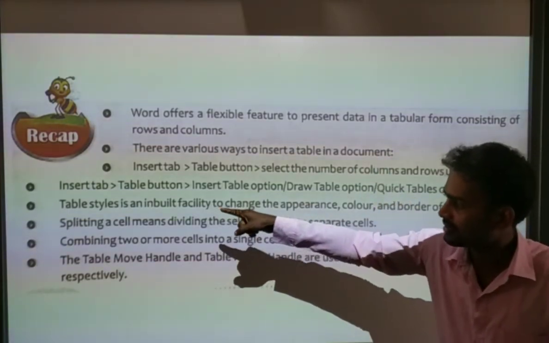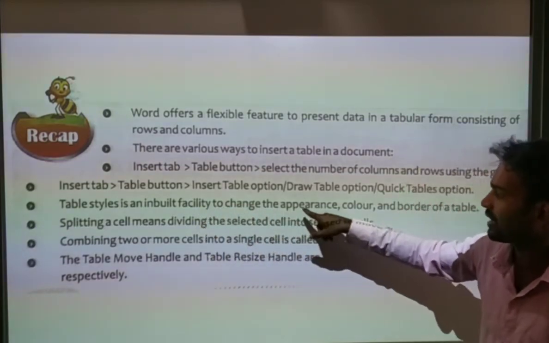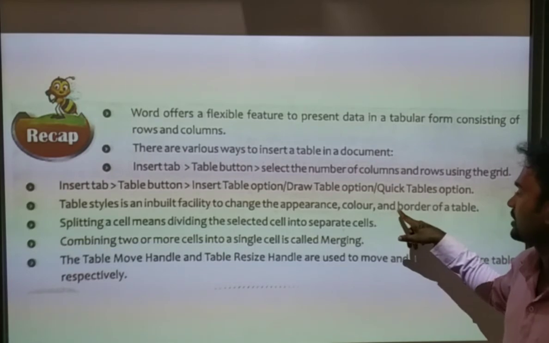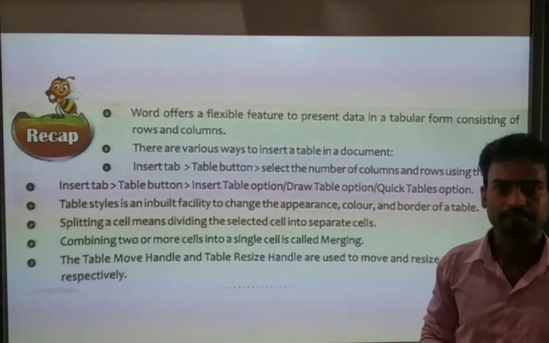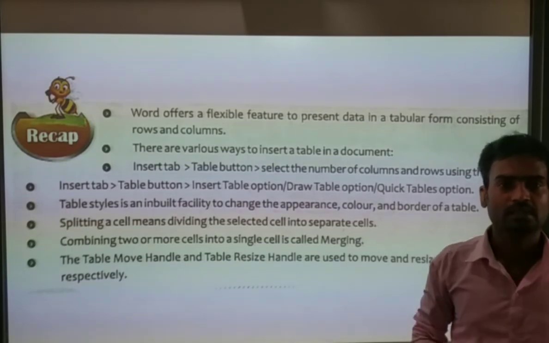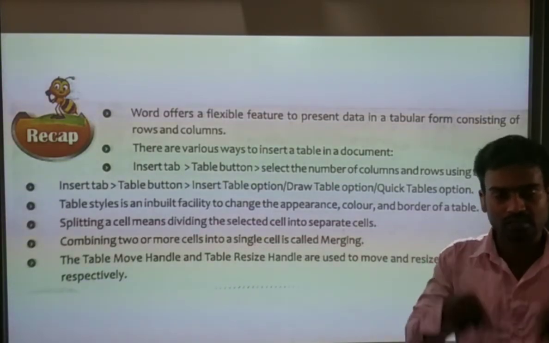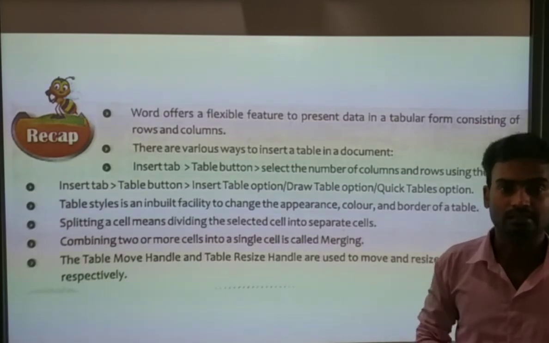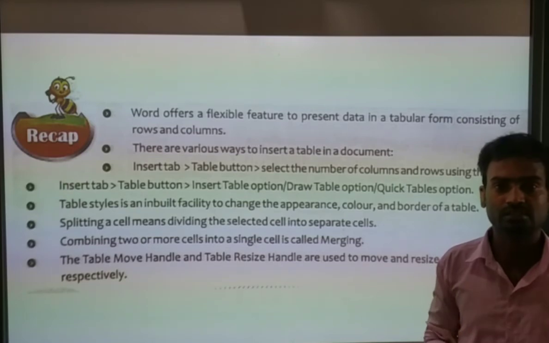Table styles are an inbuilt facility to change the appearance, color and border of a table. We have learned the table's appearance can be changed by using border, style and color. Everything can be changed to show appearance, attraction to the audience, to the users.